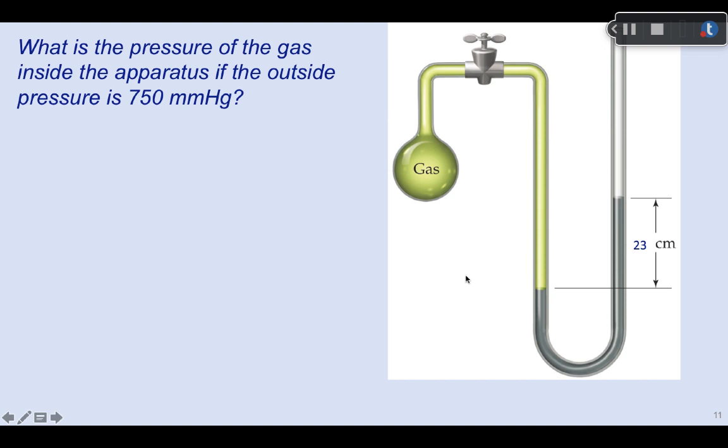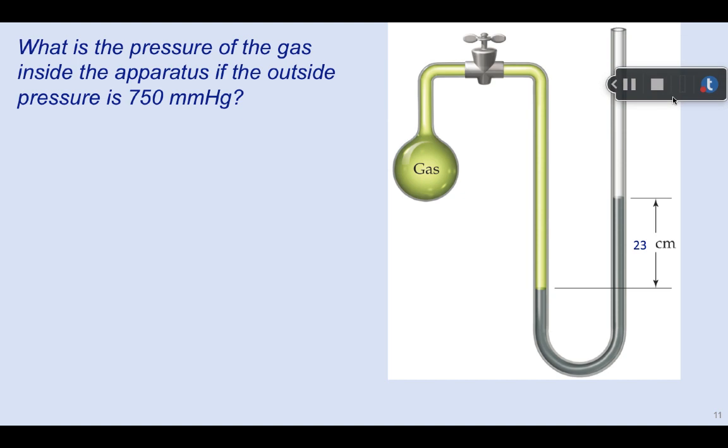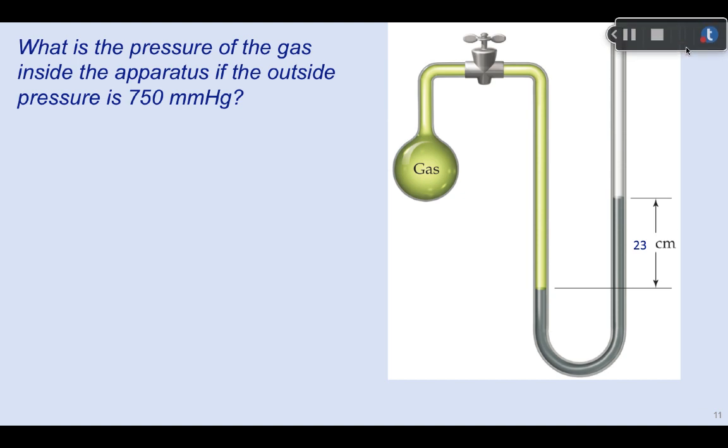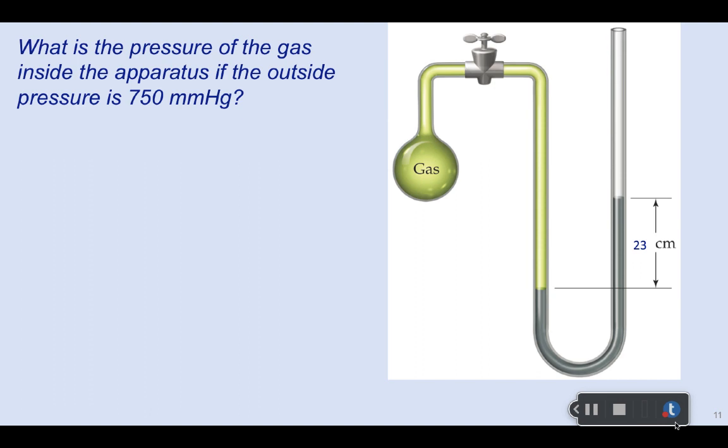So how do we use it? You can use a manometer like this to determine the pressure of the gas, knowing what the outside pressure is for this situation. In this case, it's not labeled on the diagram. I'm going to move my icon here. It tells us that the outside pressure is 750 millimeters of mercury, so that's what's here, 750, pressing against the mercury literally in those units.